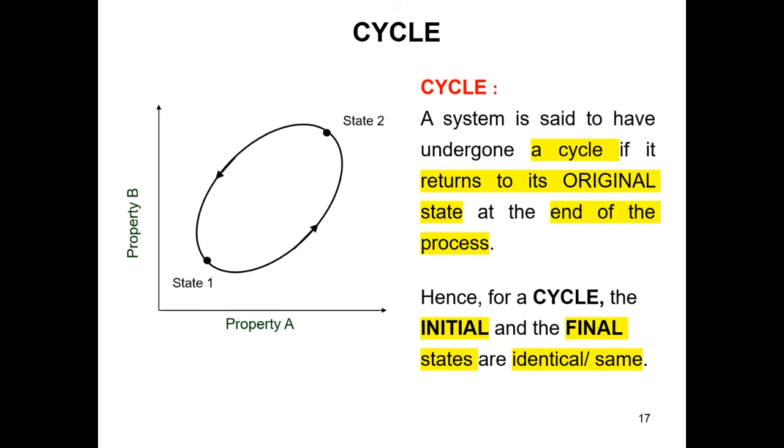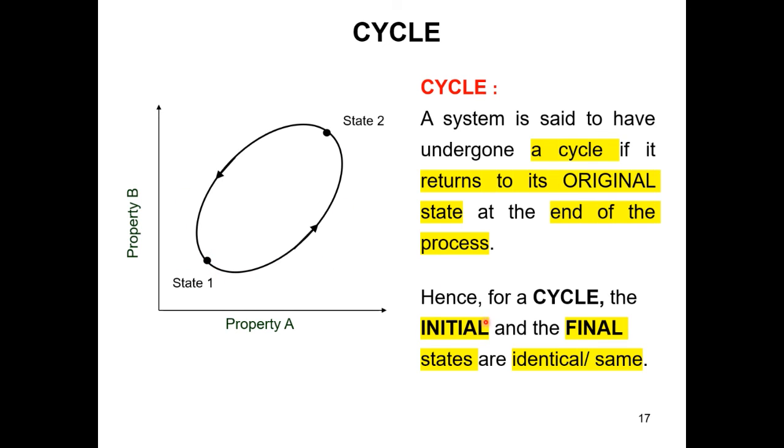Then we have a cycle. Cycle is another term that we always use in thermodynamics. So what is a cycle? The system is said to have undergone a cycle if it returns to its original state at the end of the process. Meaning you start a process, it goes to the second part, then it comes back to the same form. Meaning it completed one cycle.